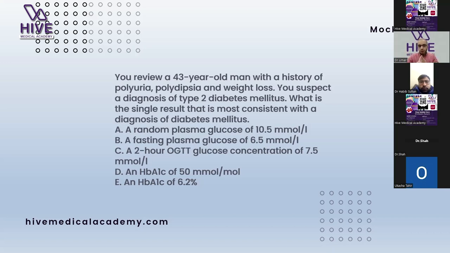So first option, random plasma glucose of 10.5 millimoles per liter. Option B, fasting plasma glucose of 6.5 millimoles per liter. Option C, 2-hour oral glucose tolerance test, glucose concentration of 7.5 millimoles per liter. Option D, a HbA1c of 50 millimoles per mole. And option E, a HbA1c of 6.2%.